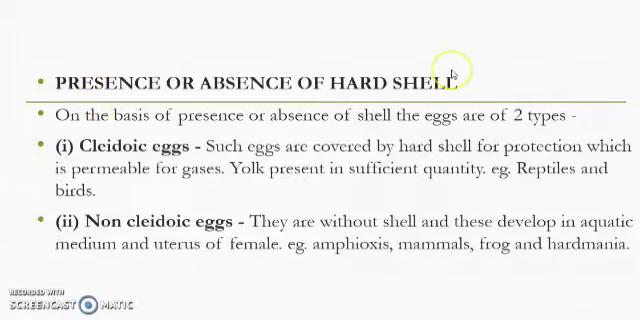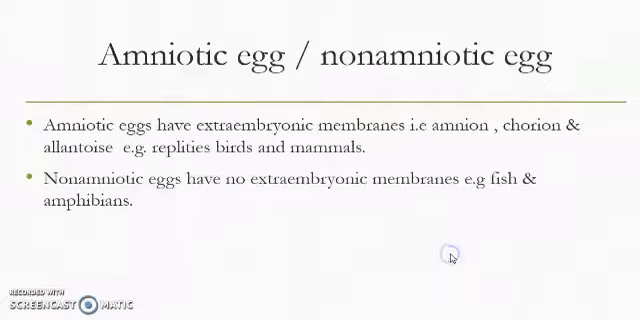Eggs are basically of two types according to whether they have a shell or not. The shell-containing eggs are called cleidoic, and the others are called non-cleidoic eggs. Cleidoic eggs are the eggs which have a shell, and the shell is present in reptiles, birds and egg-laying mammals, but it is absent in fishes, amphibians, and also in the placental mammals.